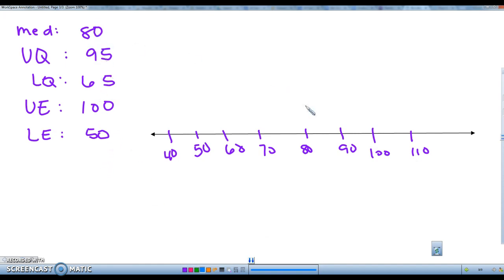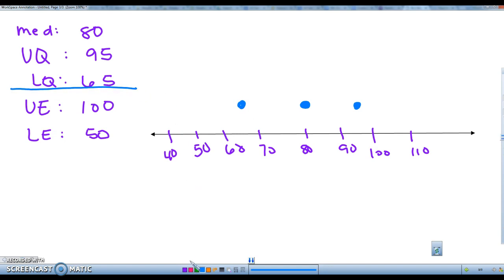And then I'm going to start graphing these points that I had listed. So my median is 80. I'm going to draw a dot above 80. Okay? My upper quartile is 95. So that's somewhere between 90 and 100. Again, I'm going to draw a dot there. My lower quartile is 65, somewhere between 60 and 70. Okay? Once I draw those 3 dots, I kind of want to stop.